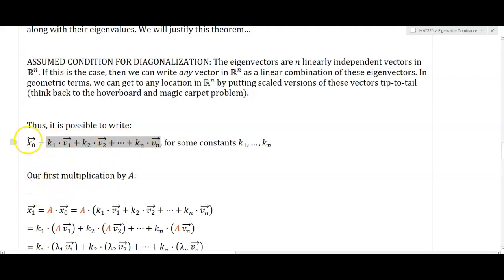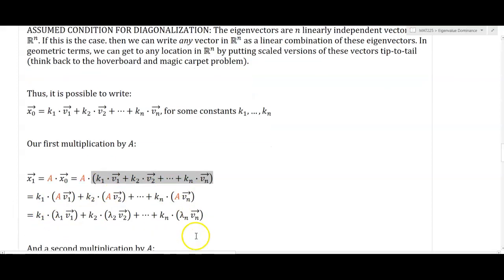Now, we know that if we multiply x0 by A, that's going to produce the state vector at time 1. Well, what's x0 equal to? We just said that you can write x0 in terms of the eigenvectors as a linear combination of them, provided they're linearly independent. So all I've done here is replaced x0 with what x0 is equal to, which is k1 v1 plus ... So now when I multiply x0 by A, I'm going to distribute A. Since k1 is a constant, by our properties of matrix algebra, A can pass the k1, A can pass the k2. It just has to stay on the left side of the vector. So we'll have A v1, A v2, A vn.